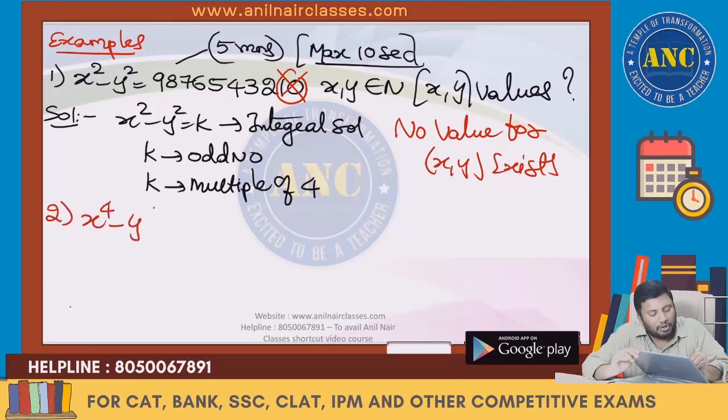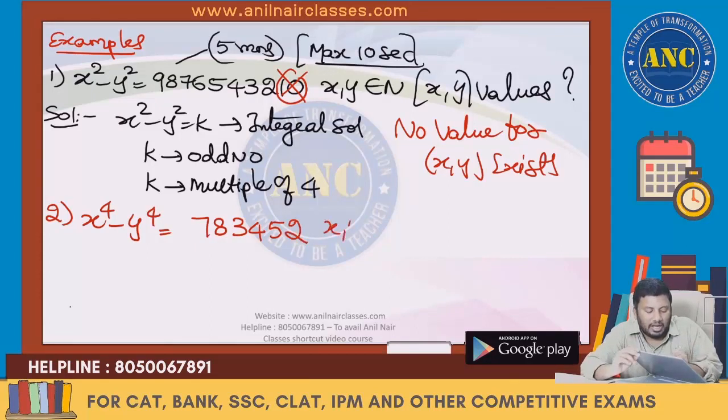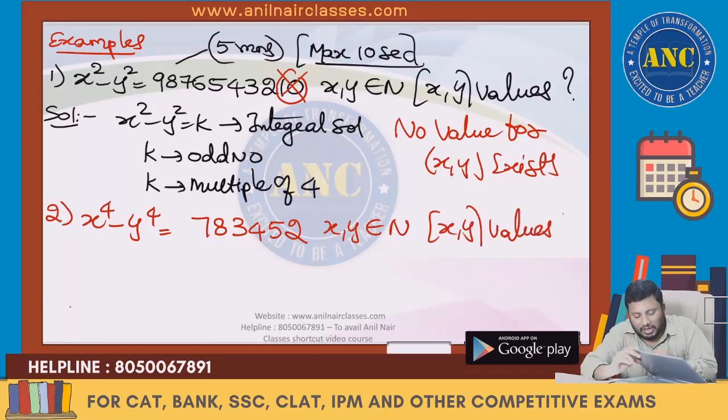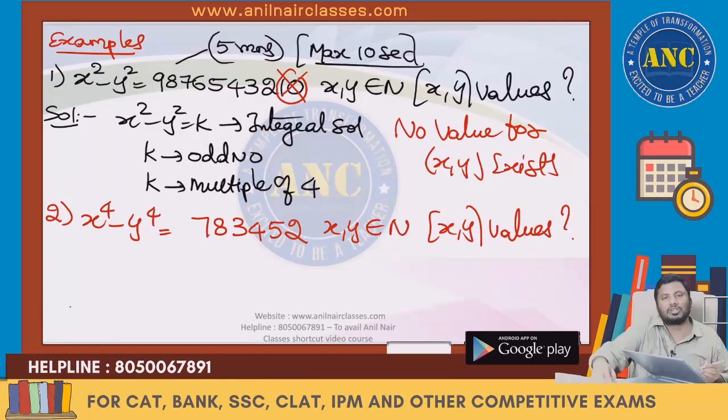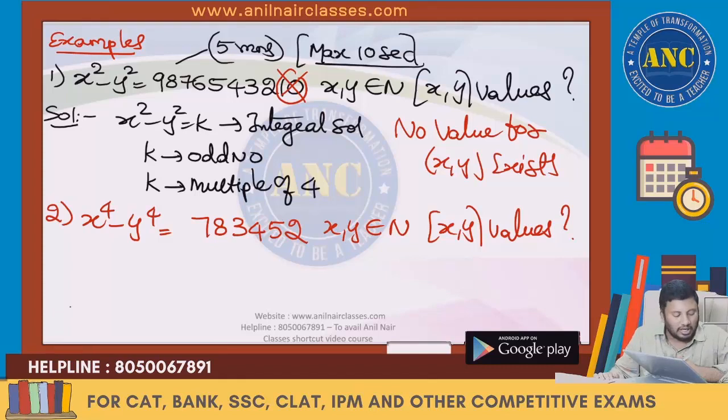X power 4 minus y power 4 equivalent to 783452. X and y are natural numbers. How many values can x and y take satisfying this equation?